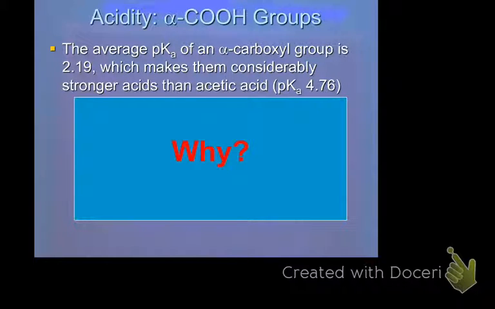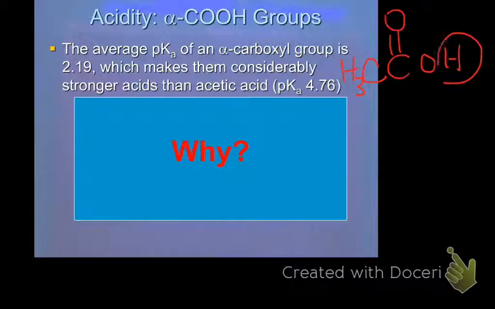haven't had organic chemistry yet, or if you've just forgotten, acetic acid looks like this. Of course, there's a CH3. So acetic acid, this hydrogen pops off around 4.7, its pKa is 4.76. So that's why they like to compare acetic acid to the amino acids, since all of the amino acids are alpha amino acids. So the R group is hanging off of that C where the H3 is.